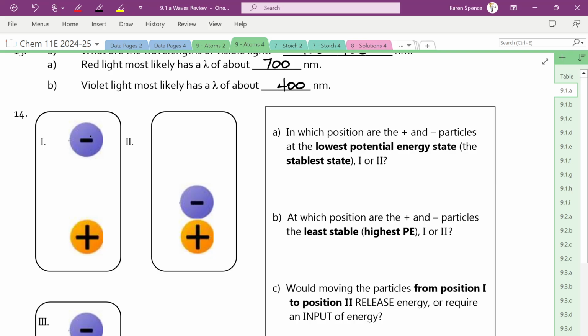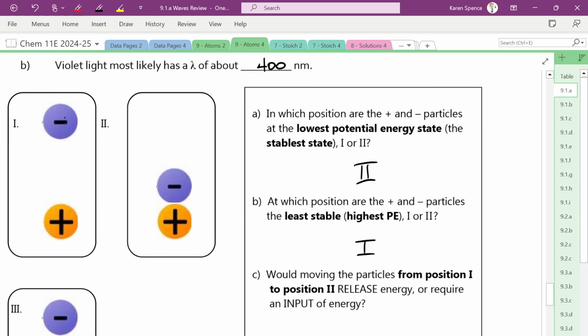So 1 or 2, which is more stable? The charges apart or the charges together? Together is more stable. Okay, 2. Least stable, obviously, then would have to be 1.